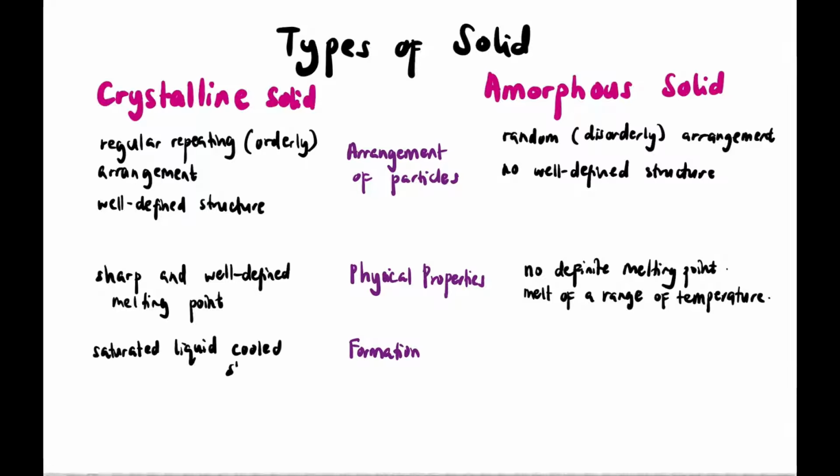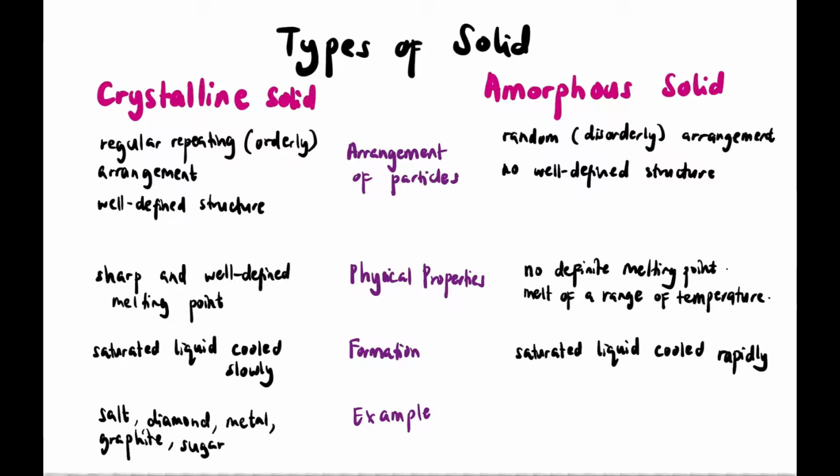In terms of formation, both types of solid are the result of cooling of saturated liquid. The difference is, crystalline solid cools slowly, but amorphous solid cools rapidly. That's why it doesn't have time to form a nice structure. Examples for crystalline solid are salt, diamond, metal, graphite, sugar. For amorphous solid, examples are plastic, glass, rubber.